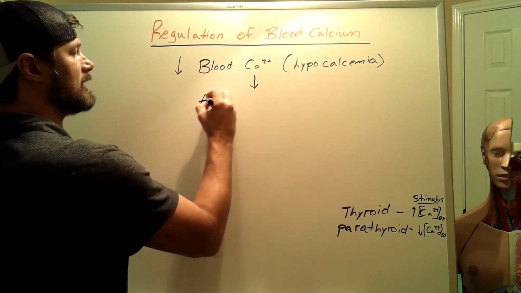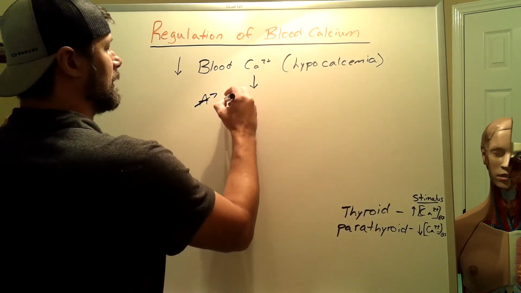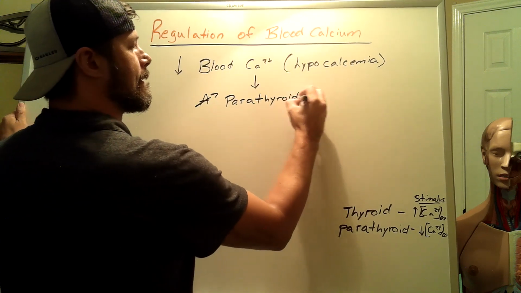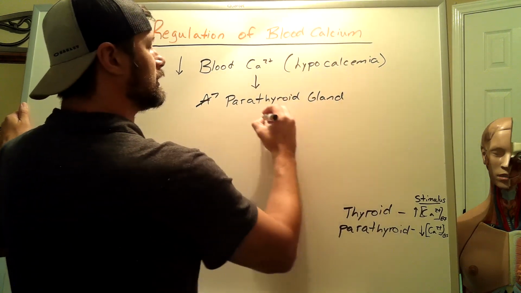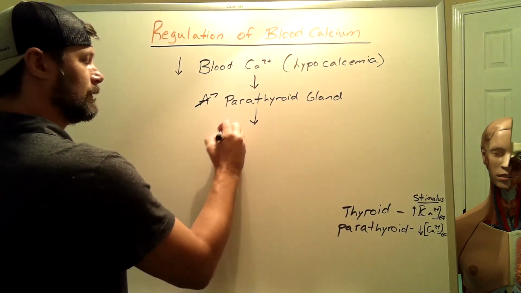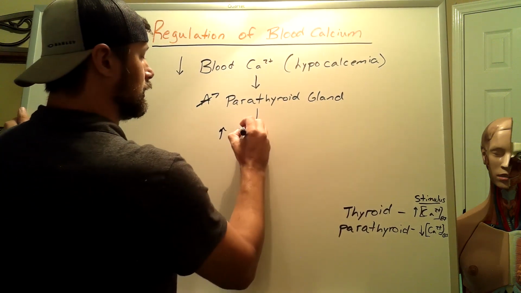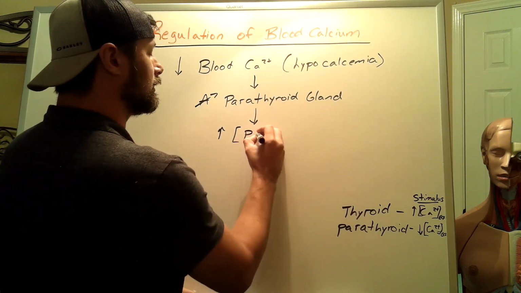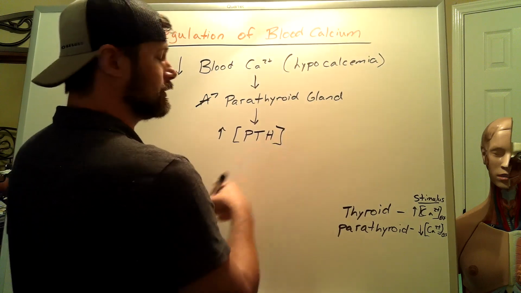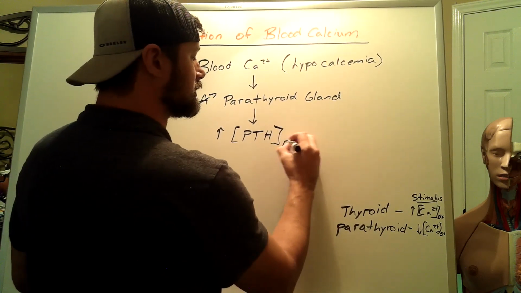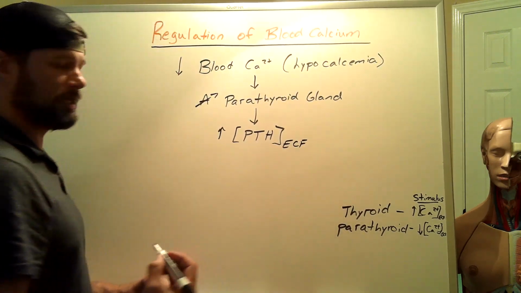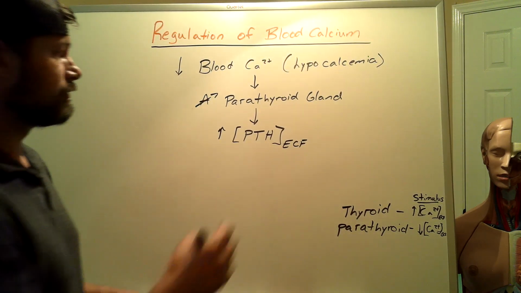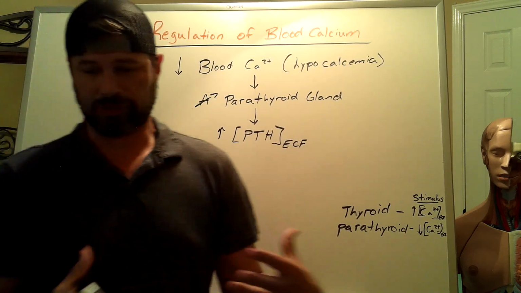So this is going to activate the parathyroid gland, and that parathyroid gland is going to be secreting, increasing the concentration of a particular hormone called the parathyroid hormone, known as PTH, and that gets secreted into the bloodstream. It goes out into that ECF. From there, the parathyroid hormone is going to circulate through the entire body.